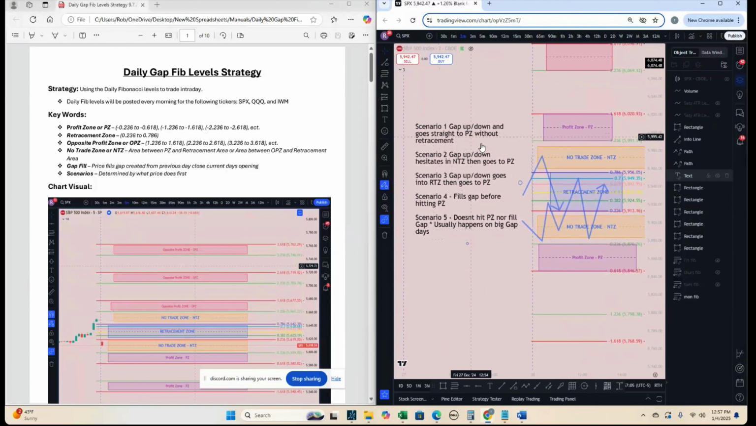All right. So let's recap. Scenario 1, we gap up or we gap down and go straight to profit zone, right? Without retracement. And if there is a small retracement, it is very small. Say for instance, the first candle is this big. It may not even go 0.236 of that candle. It's very, very specific. We go straight to the profit zone.